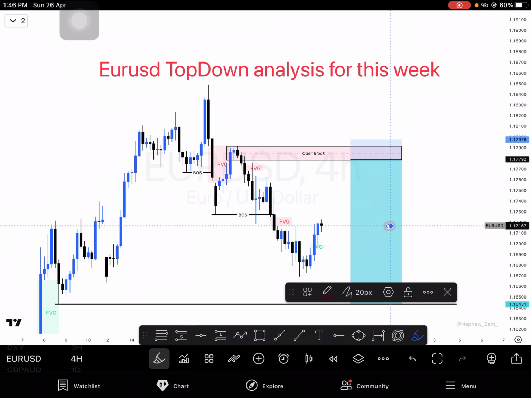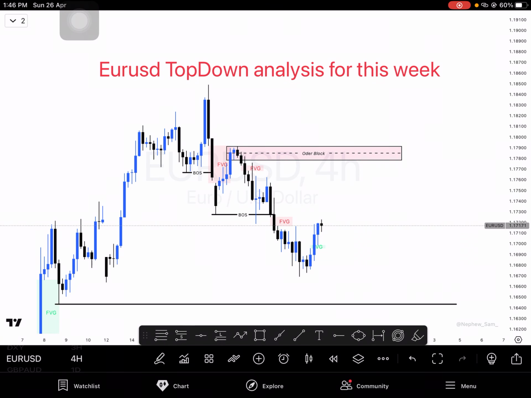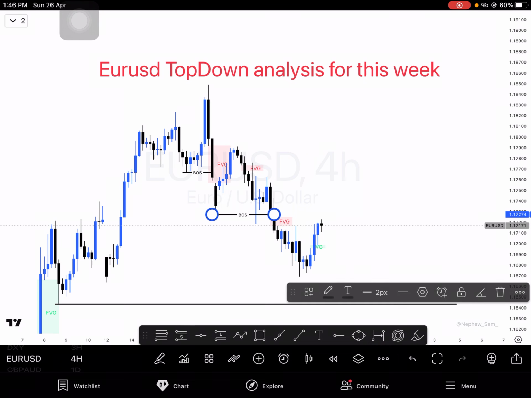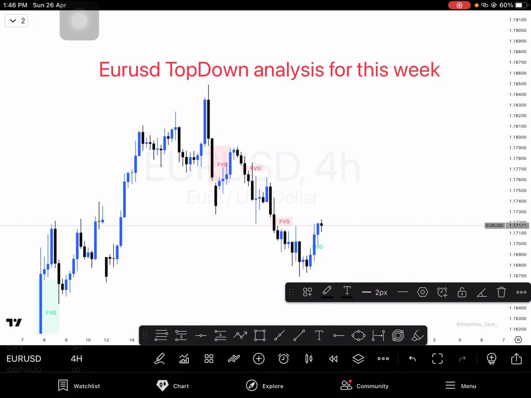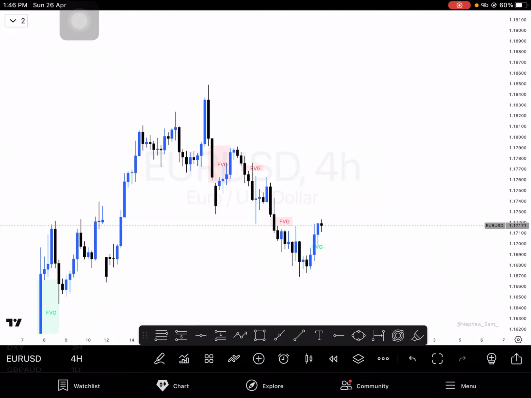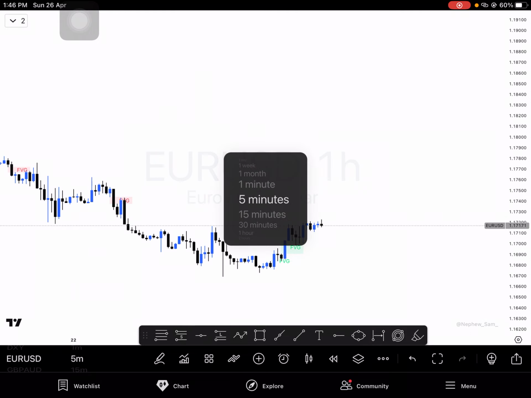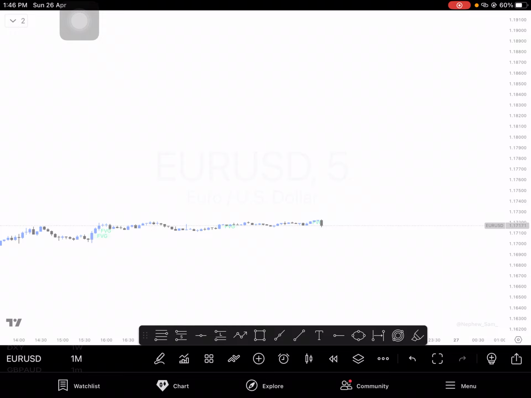So let's delete everything here so that we'll do a top-down analysis. That's where we are going to really understand the market. Doing the top-down analysis of the market is the master key of everything, understanding where the market is going. So we start from the monthly time frame, right? We start our analysis from the monthly time frame.